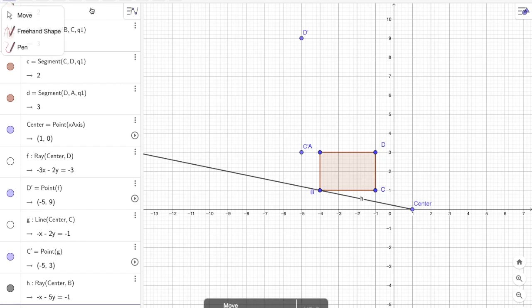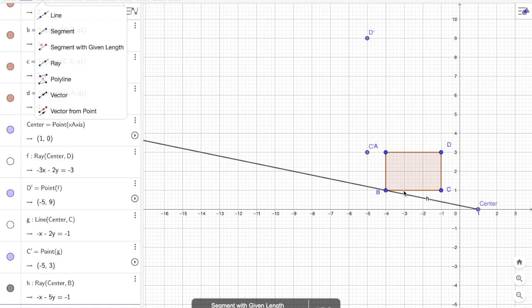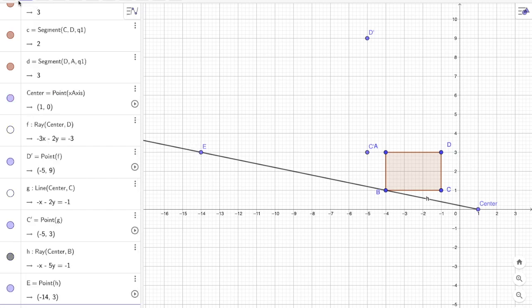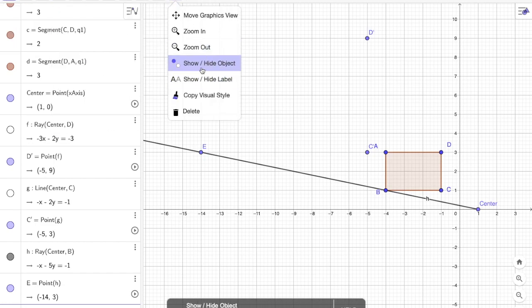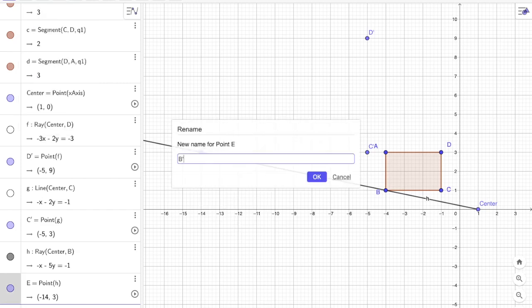So since we are dilating by 3, and I think we have to move this over, we're going to go 3 times as much as that distance. So we're going to go 1, 2, 3, 4, 5, 6, 7, 8, 9, 10, 11, 12, 13, 14, 15. And we went up 1, but we need to go 3 times as much as 1. So that means we need to go up 3. So 1, 2, 3. So our B prime is going to be right there. So we need to rename this to B prime.